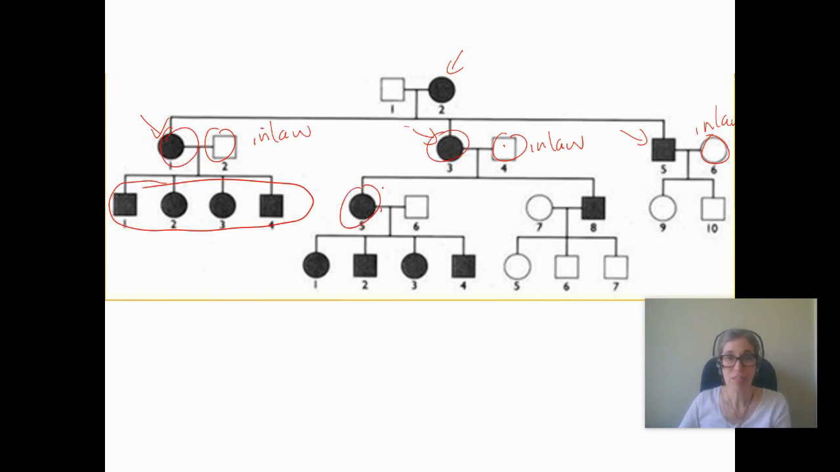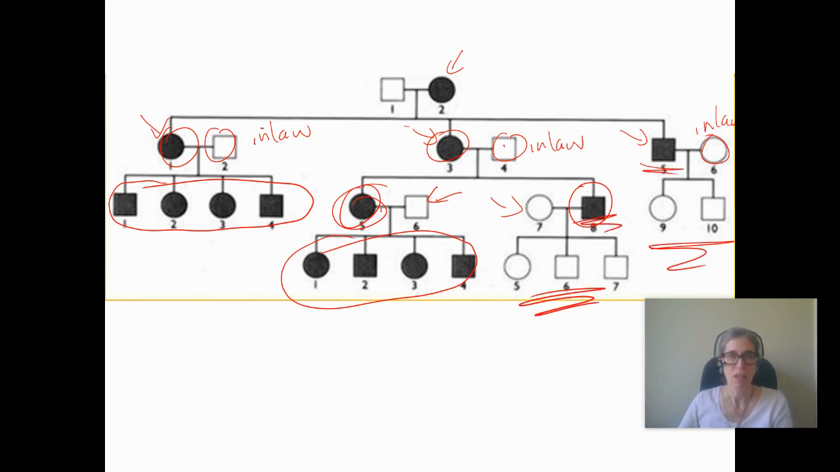Here's a mom, gives it to every single kid, right? Here's a mom, gives it to every single kid. These are not her kids, those are her kids' spouses. Here's a mom, gives it to every single kid. Here's a dad, doesn't give it to any kid. Here's a dad, doesn't give it to any kid. So what is it that a mom gives to every single kid and a dad never gives to a kid? That is a mitochondrial trait.